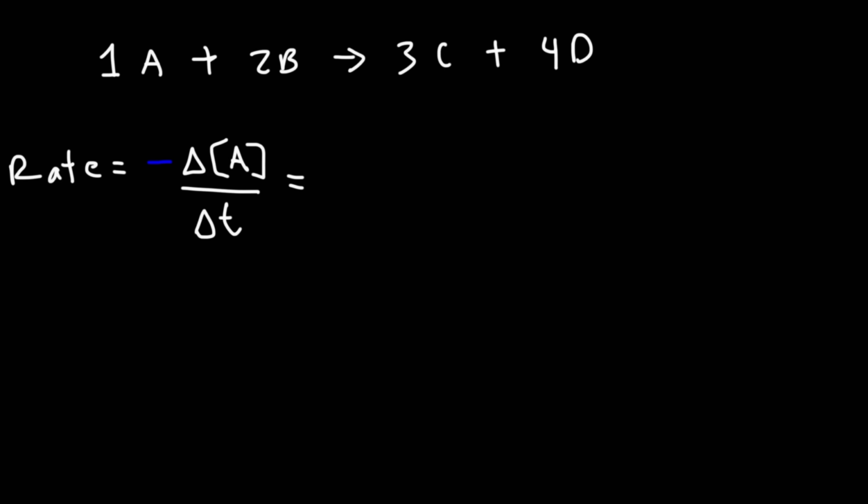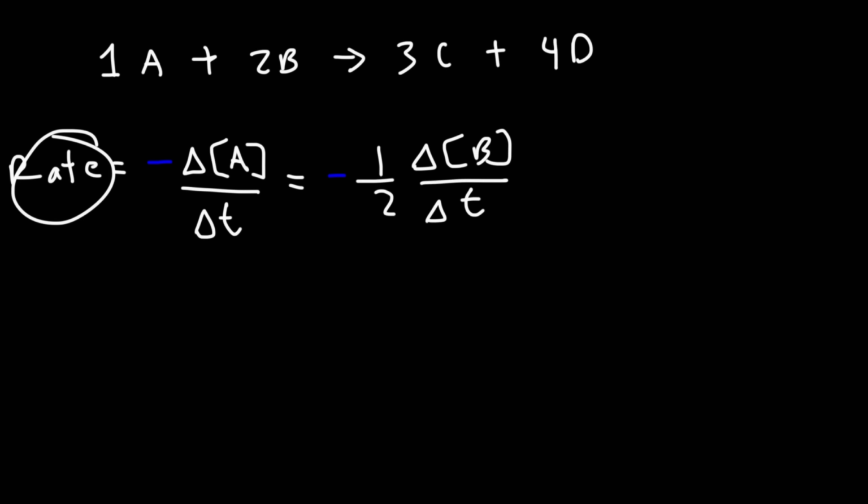Now what about with respect to B? This is going to be negative change in the concentration of B divided by the change in time. But there's more to it. We need to incorporate the 2. So you need to divide by 2. So it's going to be negative 1/2 times the change in concentration of B over the change in time. So this is how we can relate the rate of the chemical reaction with the rate of change of the concentration of B.